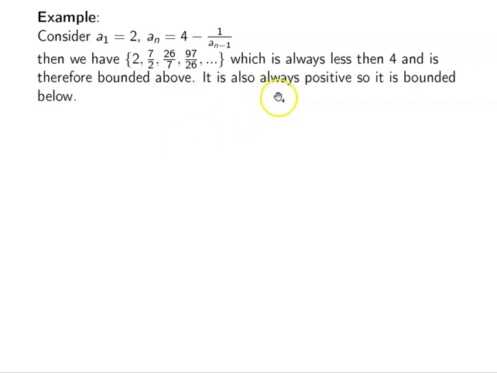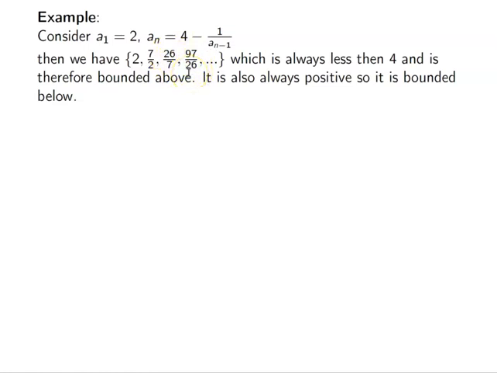It's also always positive, so it's bounded below because it's never 0 or negative, right? All the terms are positive. So I'm bounded above, I'm bounded below. I could even probably choose something closer. I could probably say it's bounded below by 2, right? Because I'm getting closer and closer to 4 and further away from 2, and I'm allowed to be the lower bound. This is 3 and a half. This is very, very close to being 4, right?